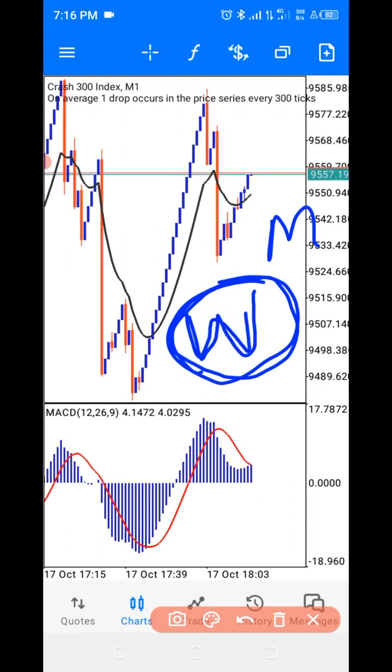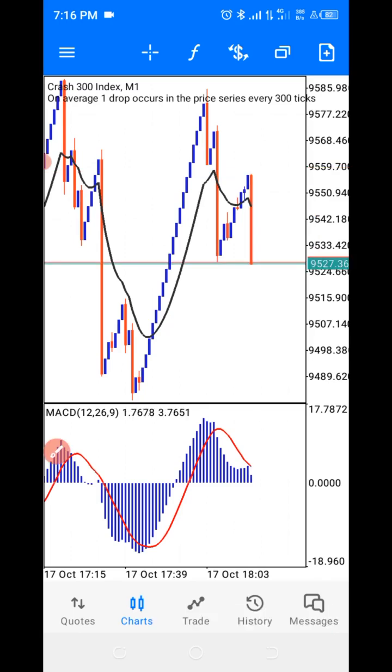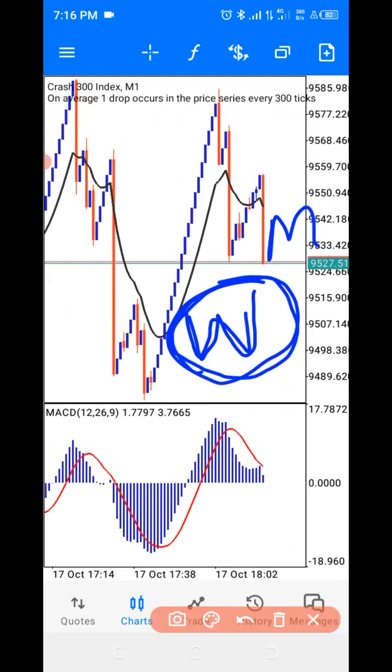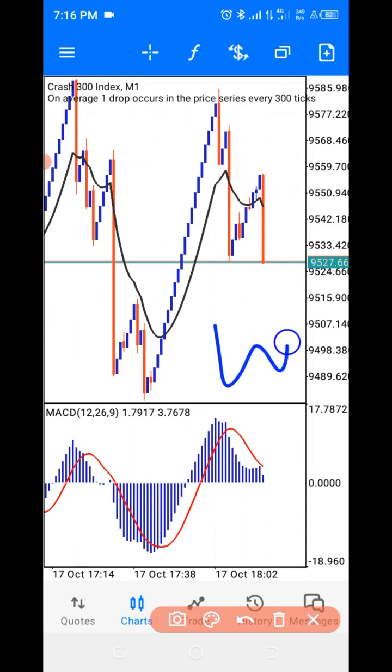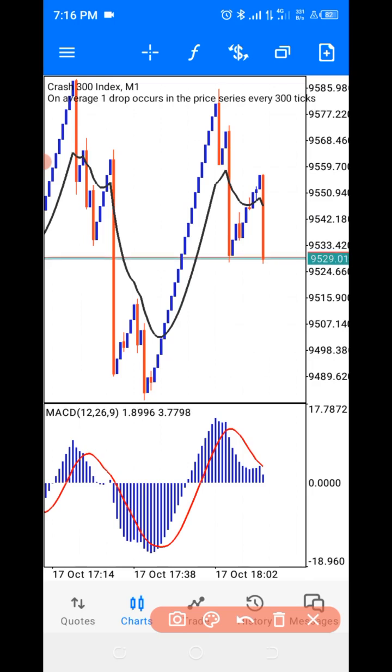So for Crash 1000, we all know that we are going to be buying, right? If you're buying, that means we're taking a W. That means we are taking the second leg of this W, not the first leg. So what we'll do with this indicator is wait for the indicator to give us our W, to confirm for price to confirm our W. But for price to confirm our W, there are criteria to it.